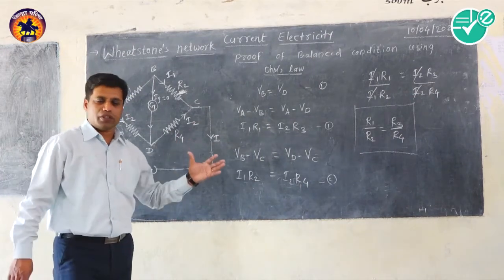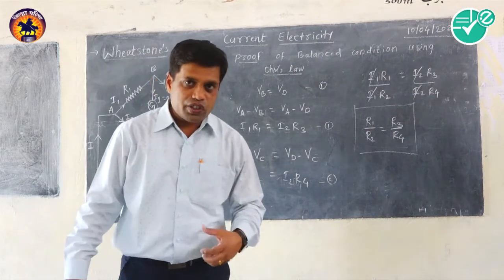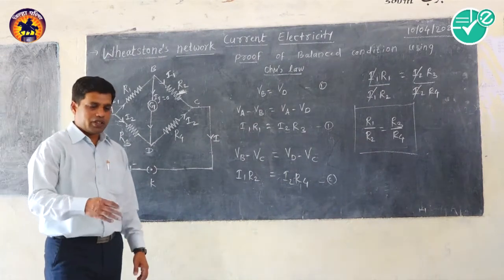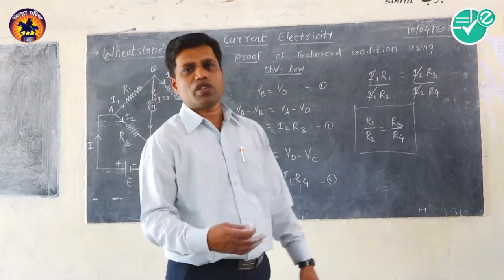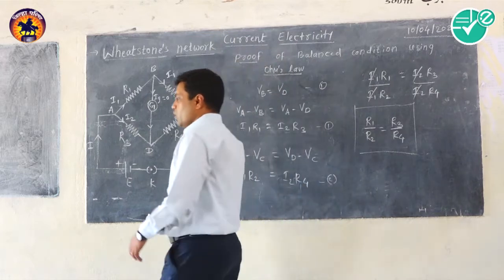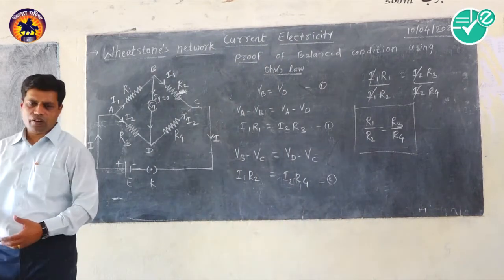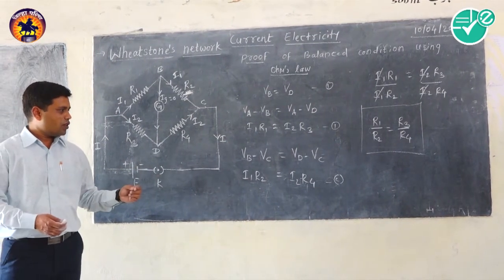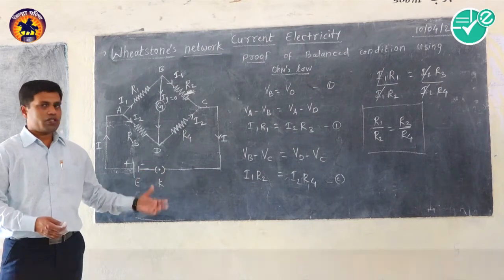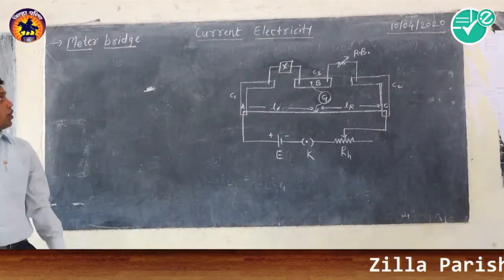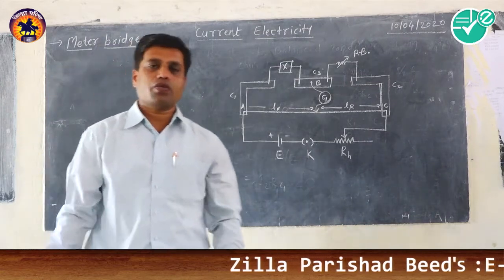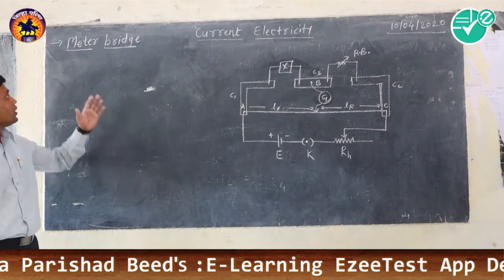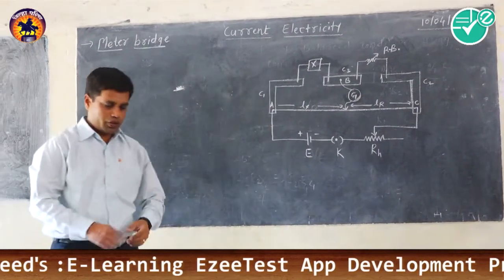So with the help of this very small and short article, we move towards our next article, and that article is also important. That article is the modification in Wheatstone's network, a device that is also familiar to us, the meter bridge. So we will take that article in a very short time. Now after completing Wheatstone's network, we will move towards the next article from this lesson, current electricity. That article is the meter bridge.